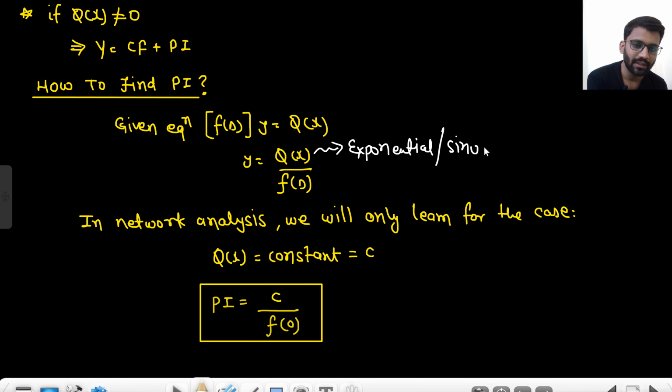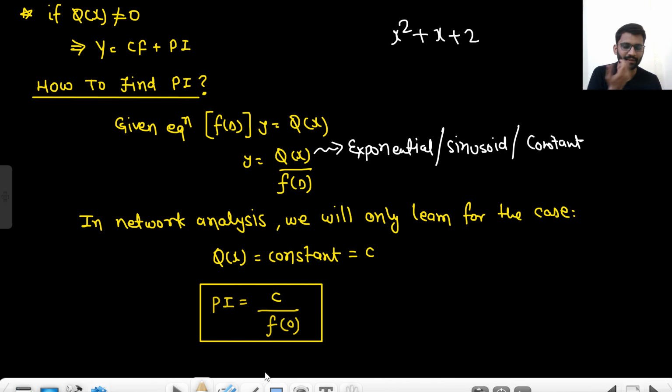Okay, it can be a sinusoid, right? Or it can be a constant, right? Or it can be any... what do we say? We can't say equation, like in any power, like x square plus x plus 2. It can be anything, but for network analysis we will only learn the case Qx equals to constant. That's it.